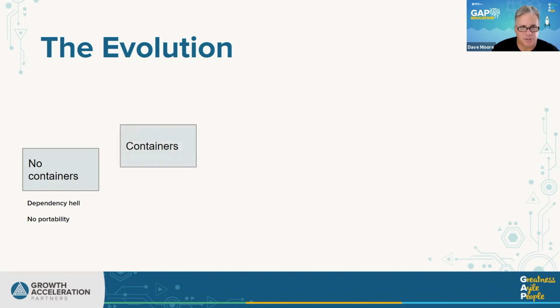Then we went to containers. Docker popularized those. They existed before Docker made them really popular. So now we're containerizing our applications. Our dependencies are all encapsulated in our container. And we are so happy because containers for the win. My life is so much better now, and I like everything about them.